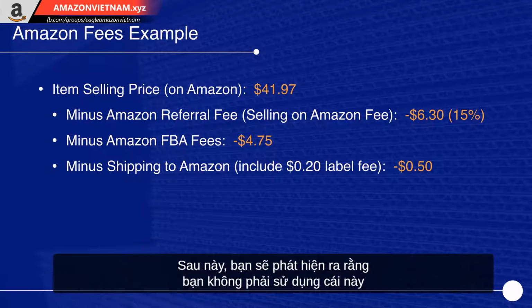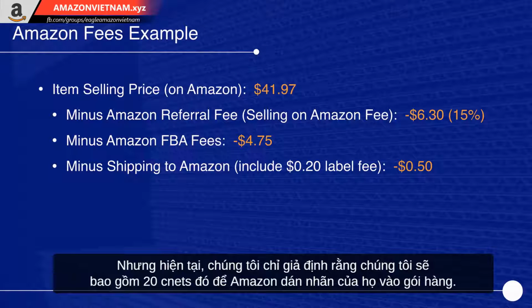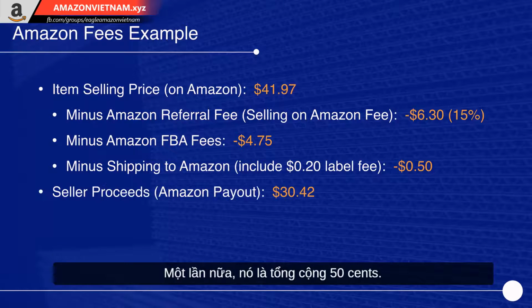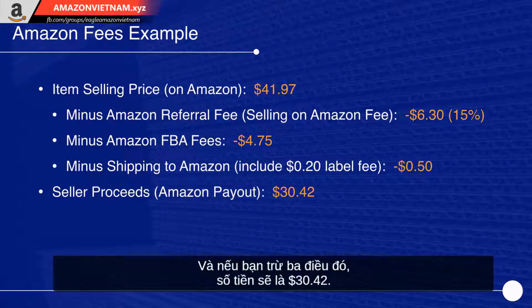Now, later on, you're going to discover that you don't have to use this because we can get around this fee by putting our label on our packaging. But for now, we're just going to assume that we're going to include that 20 cents for Amazon to put their label on the package. So again, it's a total of 50 cents. So seller proceeds, in other words, what Amazon will pay you for that product, if you subtract those three things, the amount comes to $30.42.